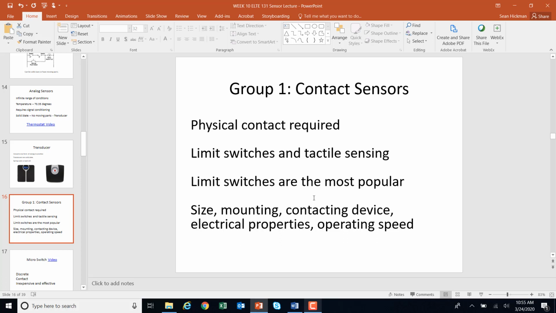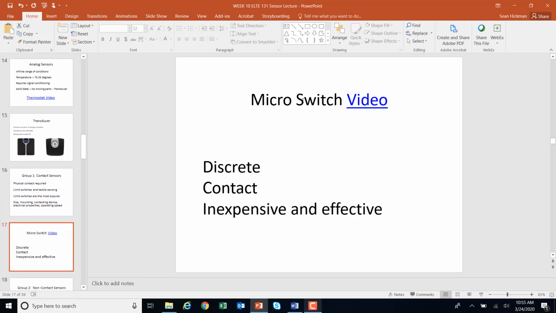When you get a contact sensor, you need to know what size of sensor you need. How are you going to mount it? What is the contacting device? What are the electrical properties of it? How much voltage and current can it handle? What is the operating speed of it? Okay, so I've come up with a little video that explains some of those things. Go ahead and take a minute and watch this video.